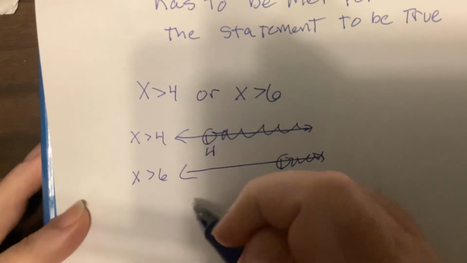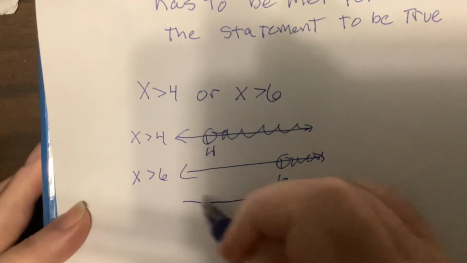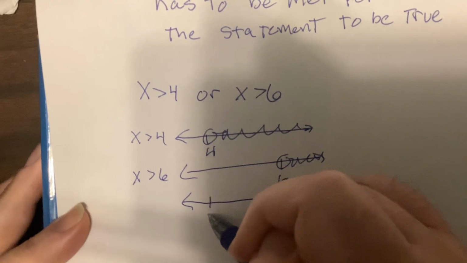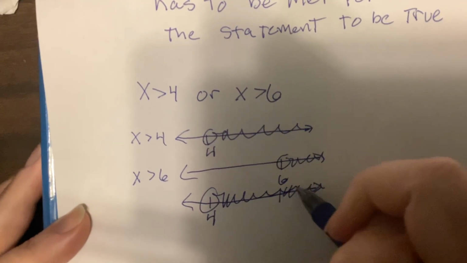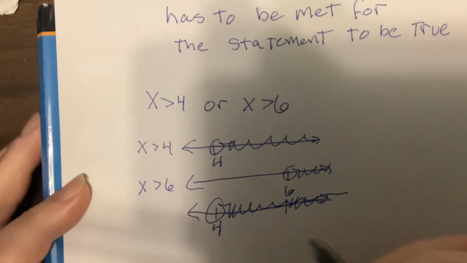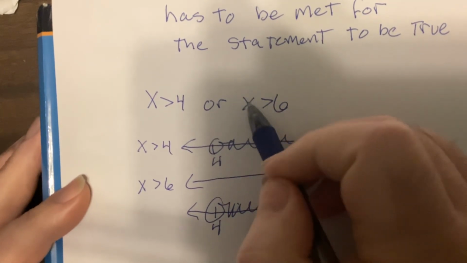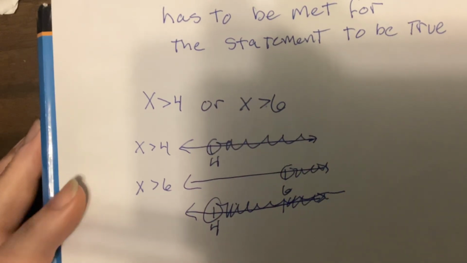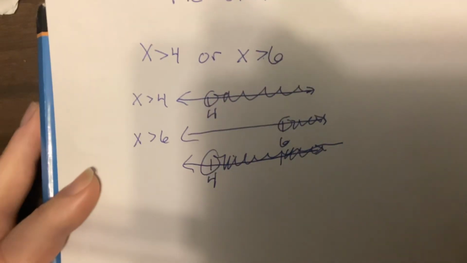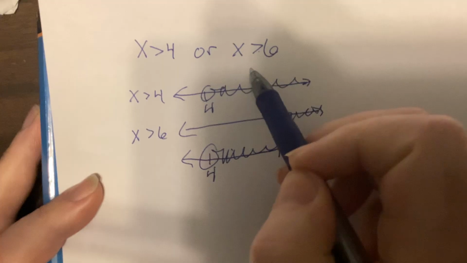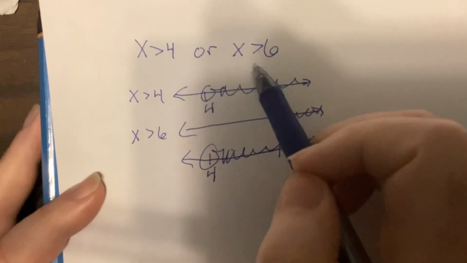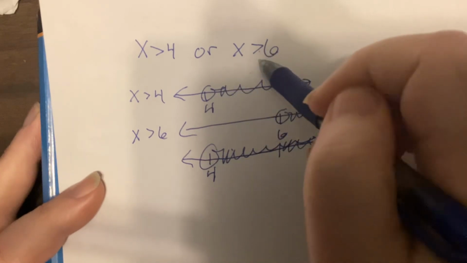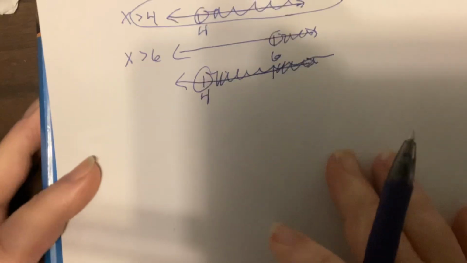So the final answer would be, bring this down, bring this down. It's the longer one. Because let's pick a number, 5. Is 5 bigger than 6? No. But is 5 bigger than 4? Yes. So it's part of our answer. So case 1, whenever they're going in the same direction, the answer is the longer one. Always. So same direction, longer one.